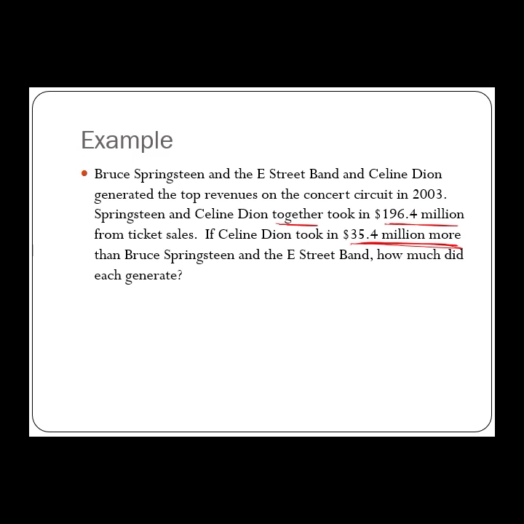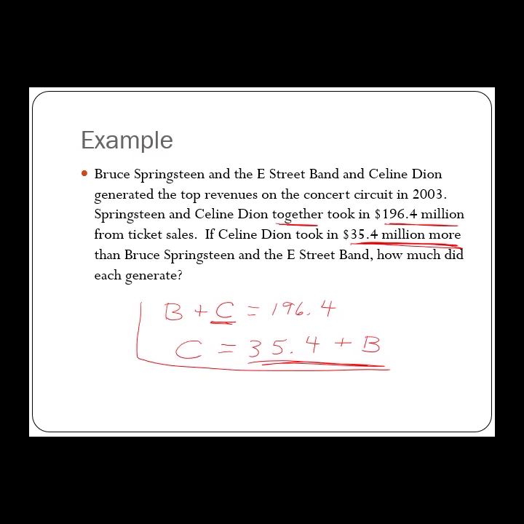So I'm going to write this something like this. Bruce plus Celine, that's them together, make 196.4. Celine is 35.4 more than Bruce. So I can express the story in terms of an equation. So putting these two together by substituting the C with this, I get Bruce plus 35.4 plus Bruce equals 196.4.